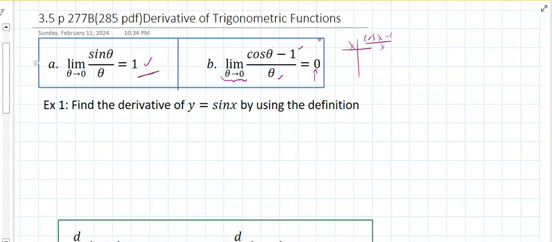Now this comes up a lot more. This we've already seen. Well, we start with, we want to take a derivative of trig functions. Let's say we want to take the derivative of sine of x.